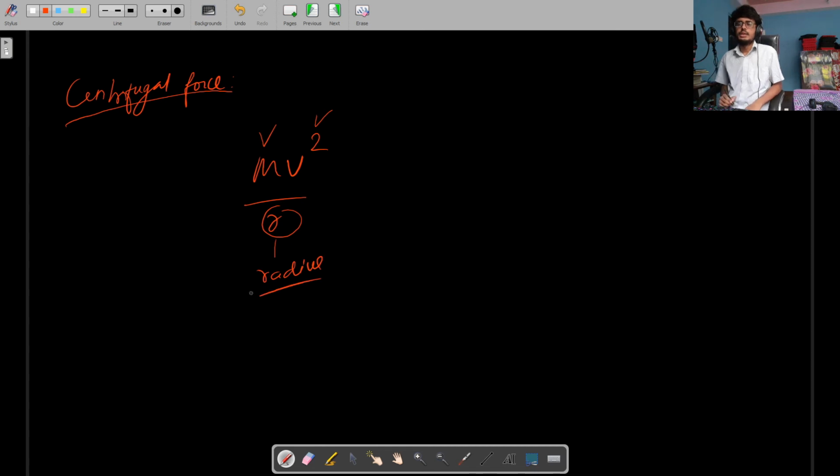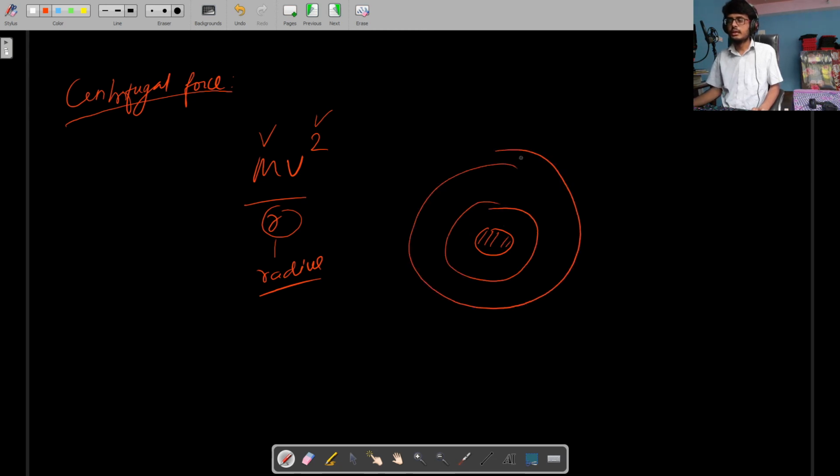Okay. So now let's apply this to the atomic level. Centripetal and centrifugal are the same. They are all opposite and equal. So this is centripetal as well. So no problem. You can call this centrifugal as well. Okay. So they are equal and opposite. So mv square by r is centrifugal as well as centripetal.